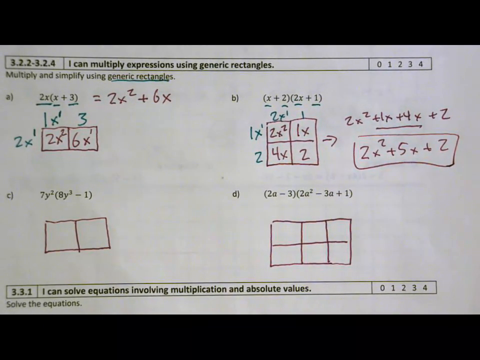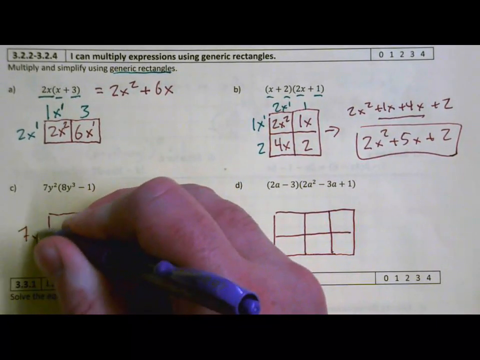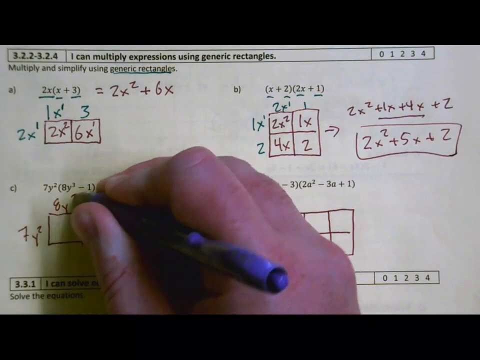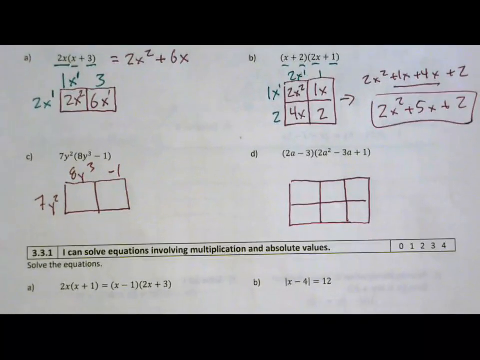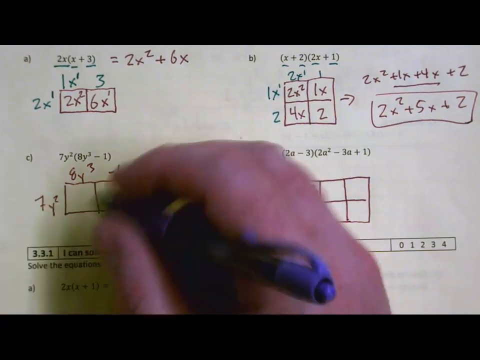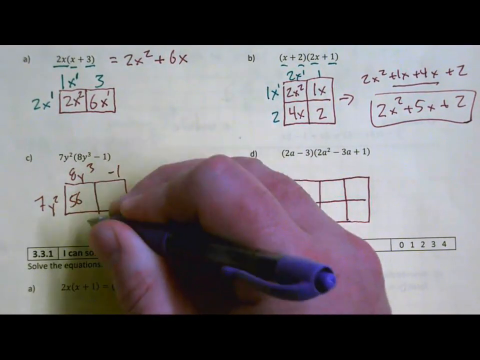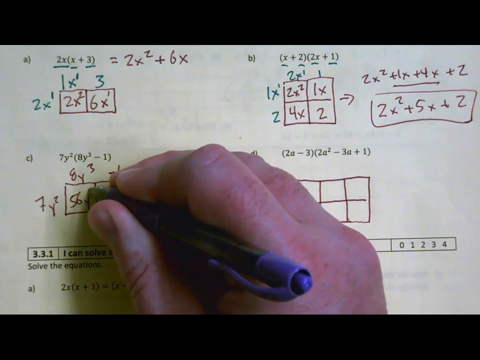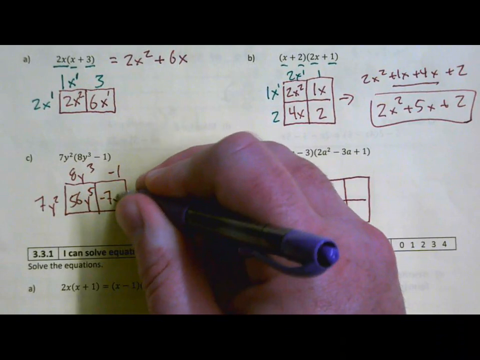Any questions so far? These get a little trickier when we get some bigger exponents, but it's the same process. So 7y squared out in front. We got an 8y cubed and a negative 1. So whenever you have a negative, that goes with the thing that comes after it. What's 7 times 8, folks? 56. Y to the second times y to the third is y to the fifth. Negative 1 times 7y squared is negative 7y squared.